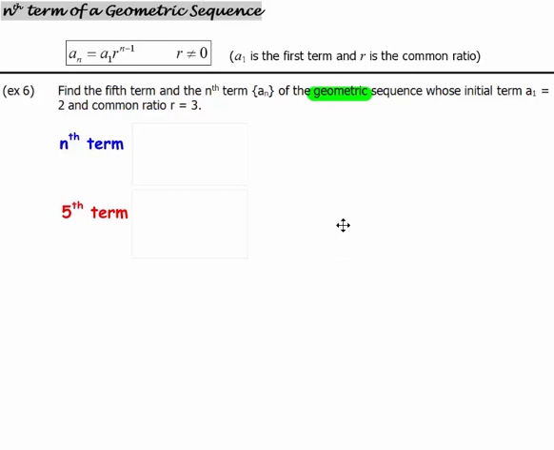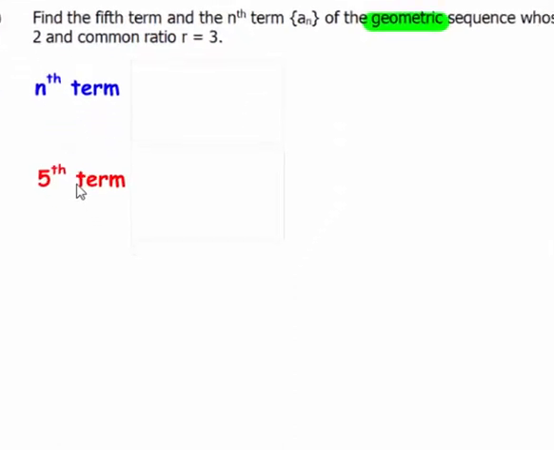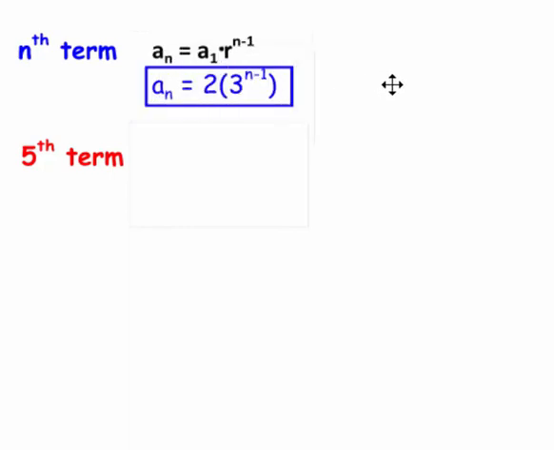Okay, and so on this one, we're looking for the 5th term and the nth term. So we'll do both of these. And we're given our first term, and we're given the common ratio. So we can plug into the formula, and then that gives you your nth term.